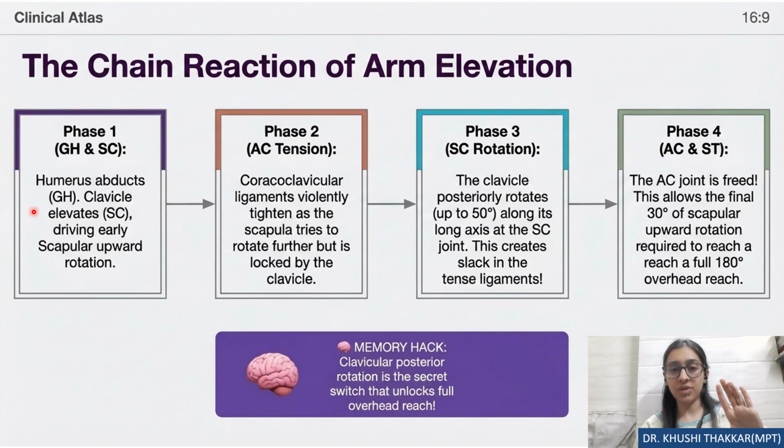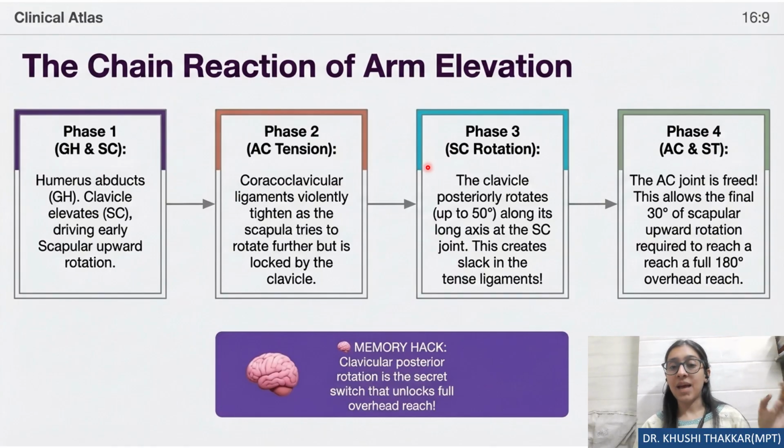scapular upward rotation. Then transiting to phase 2, now the sternoclavicular joint and glenohumeral joint contribute. Next comes the acromioclavicular joint. The coracoclavicular ligament, we remember, tightens as the scapula rises and tries to rotate further but is locked by the clavicle. So the coracoclavicular ligament tightens up as the scapula rotates upwards.